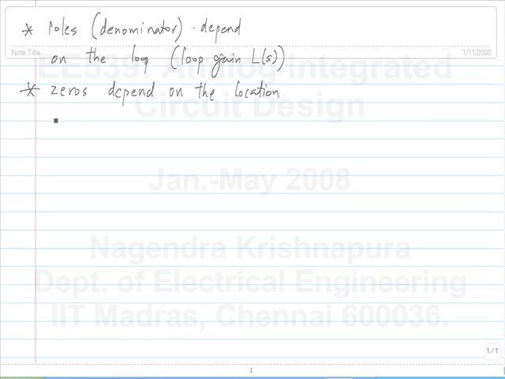And zeros depend on the location of the input and the output. Okay. Now, of course, because you can manipulate the zeros, you can also come up with pole zero cancellation sometimes. But you can't just change the poles by applying inputs to different points or taking output from different points without changing the loop itself. Okay.